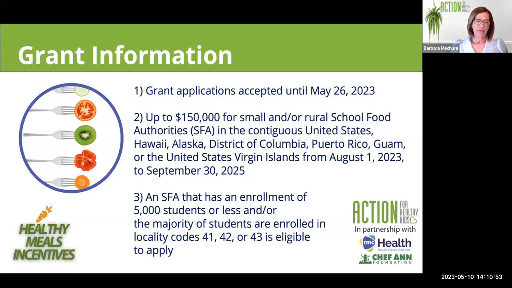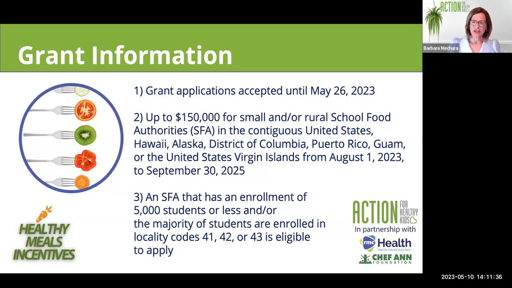Who's eligible to apply? The grant application is open to small and/or rural school food authorities in the United States or the District of Columbia, Puerto Rico, Guam, or the United States Virgin Islands. School food authorities that meet this definition are eligible to apply for up to $150,000 as long as they have less than 5,000 students enrolled and/or the majority of the students are enrolled in locality codes 41, 42, or 43. In order to determine if your school food authority is assigned a locality code of 41, 42, or 43, please use the link being shared in the chat.